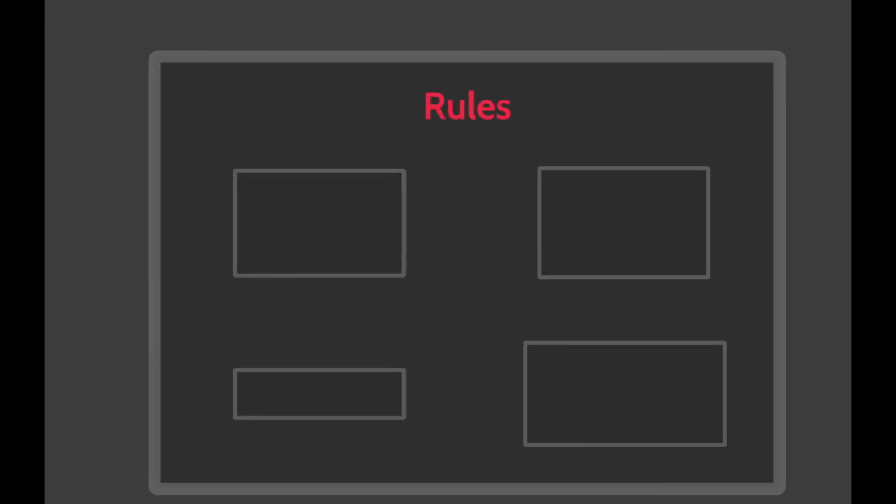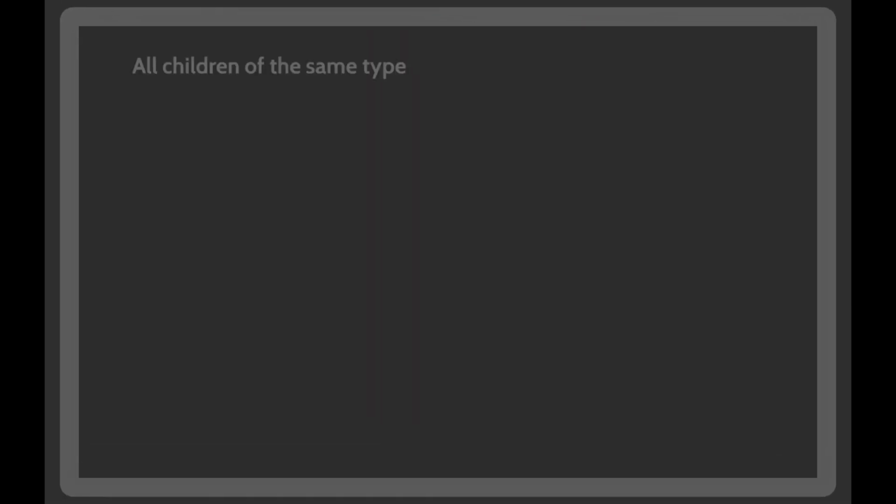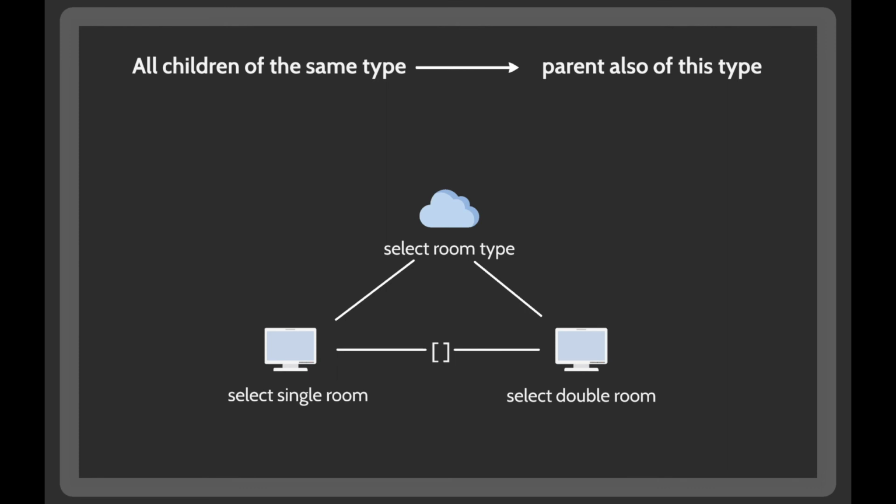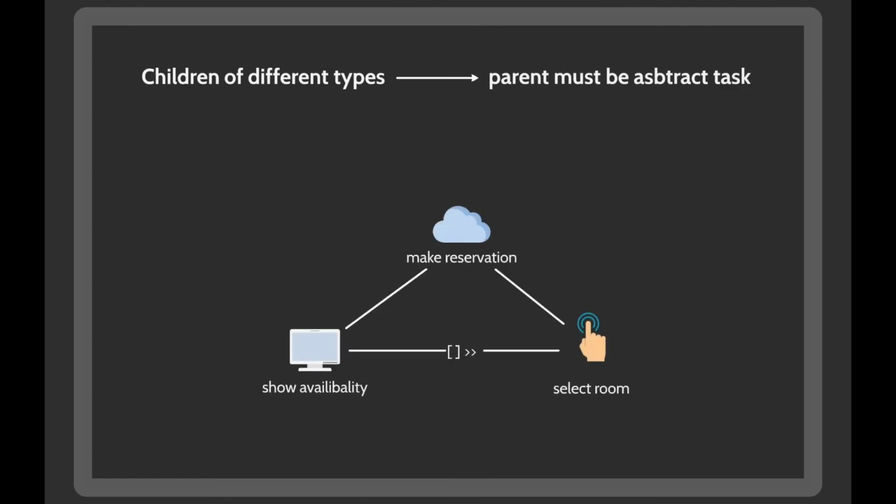We have also some rules. All children of the same type must have parents also of this type. Like you can see in this example, we use an abstract type for selecting a room, but it should be an application task. If the children are from different types, then you have to use an abstract task for the parent. Here you have an application task, and here you have an interaction task. So you must have here an abstract task.